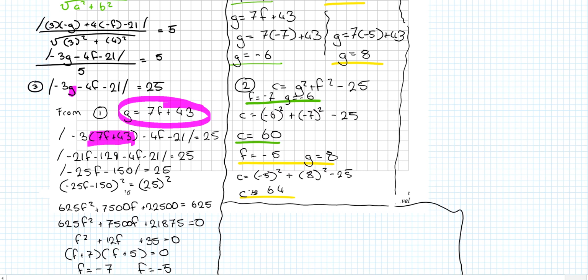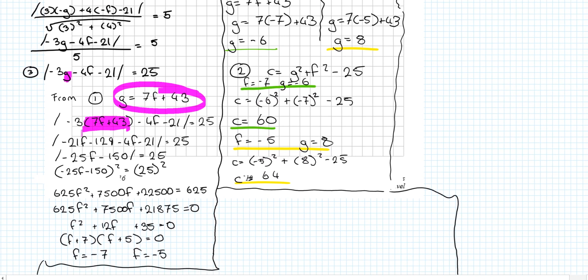Okay, so that's what I do all the way down to here. So I multiplied it out. Minus 3 by 7f is minus 21f. Minus 3 by 43 is minus 129. Minus 4f, minus 21, fine. Tidy it up a little bit.